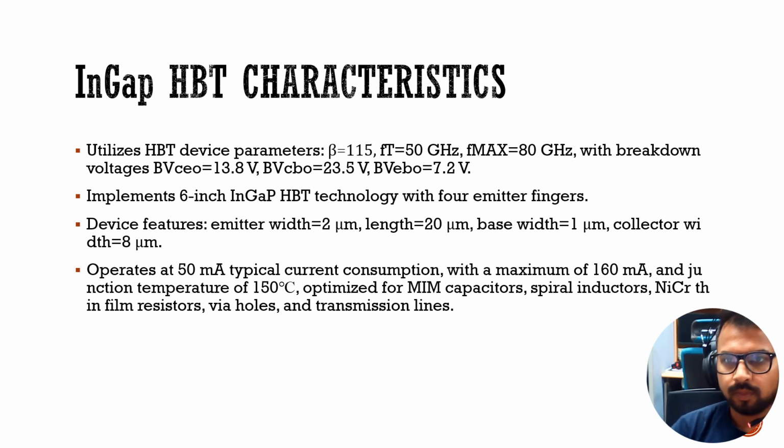Let's talk about indium gallium phosphide HBT characteristics. It utilizes HBT device parameters beta equal to 115, FT equal to 15 GHz, and Fmax equal to 80 GHz, with breakdown voltages of BVCEO equal to 13.8 volt, BVCBO equal to 26.5 volt, and BVEBO equal to 7.4 volt. It implements a 6-inch InGaP HBT technology with 4 emitter fingers. The device features emitters with 2 micrometer width and 20 micrometer length, base width of 1 micrometer, and collector width of 8 micrometer.